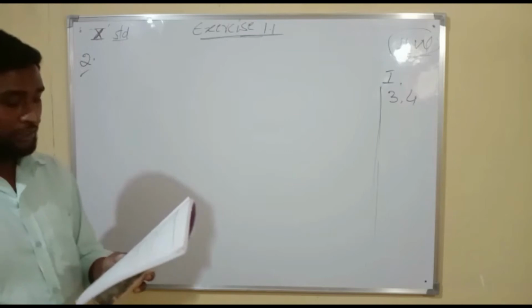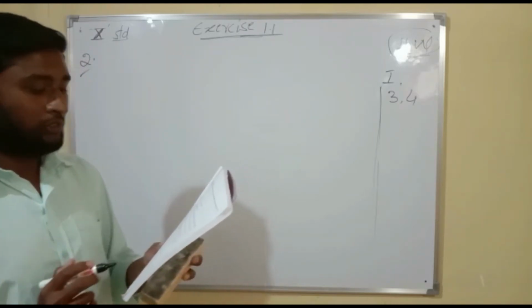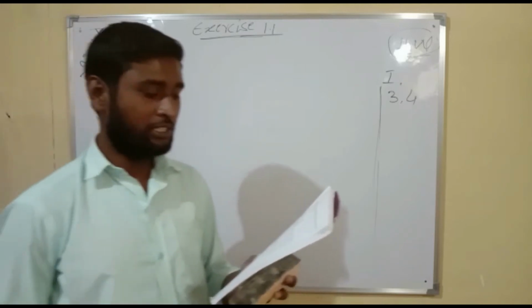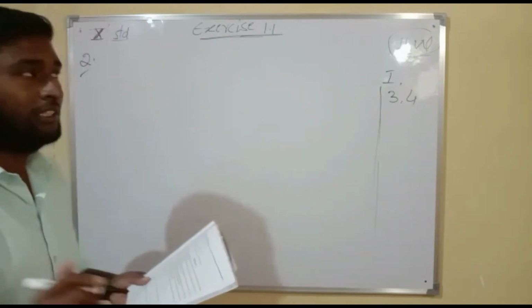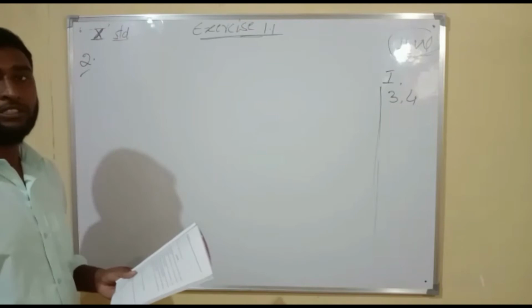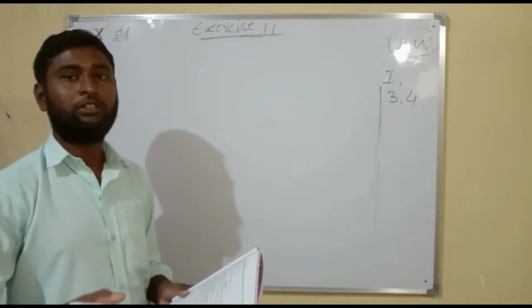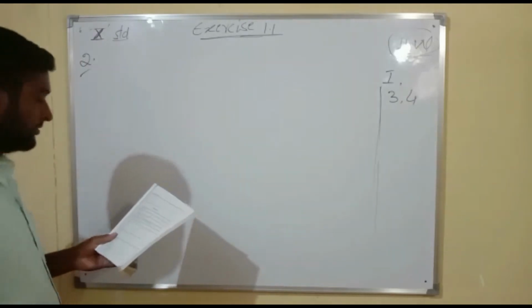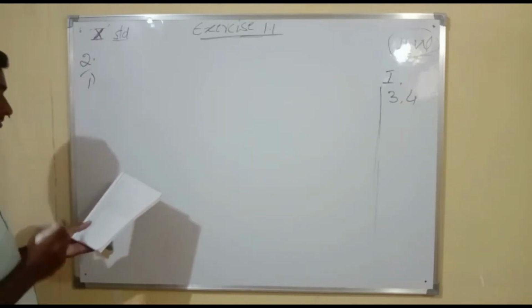Okay, in the second main, write the first four terms of the AP when the first term A and the common difference D are given as follows. See here, the first term and the common difference are given. We have to find out the arithmetic progression, the first four terms of the arithmetic progression. Let us see the first one.